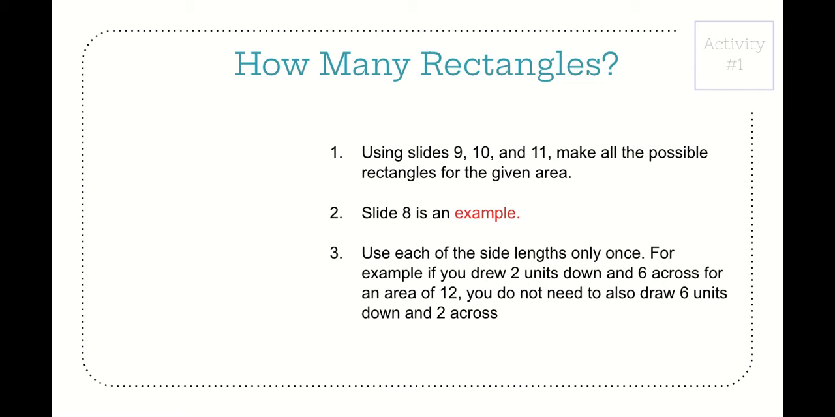When you are doing this activity, you need to use the side lengths only once. So, for example, if you drew 2 units going down and 6 units across for an area of 12 square units, you do not need to also draw 6 units down and 2 across. So, you don't need to be flipping your rectangle. If you already have used those 2 side lengths, you only need to draw it once.